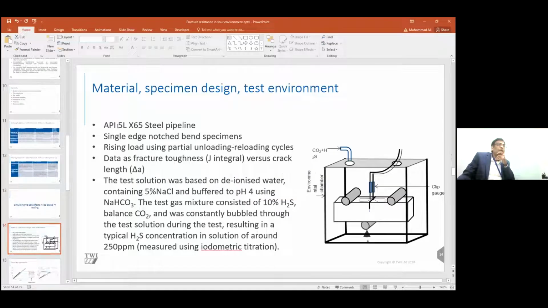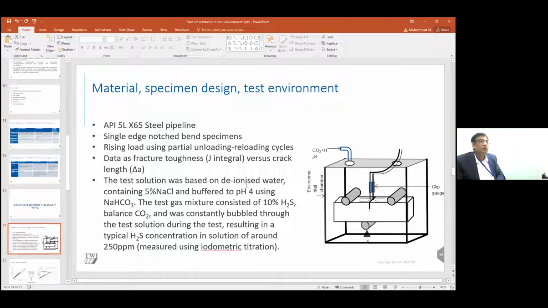We used API 5L X65 steel, which is most commonly used in the oil and gas industry. We used single edge notch bend specimens and a rising load testing methodology. The testing method was similar to those given in well-known fracture toughness testing standards developed for testing in air. We presented our results as fracture toughness J integral versus crack length measured during the test.